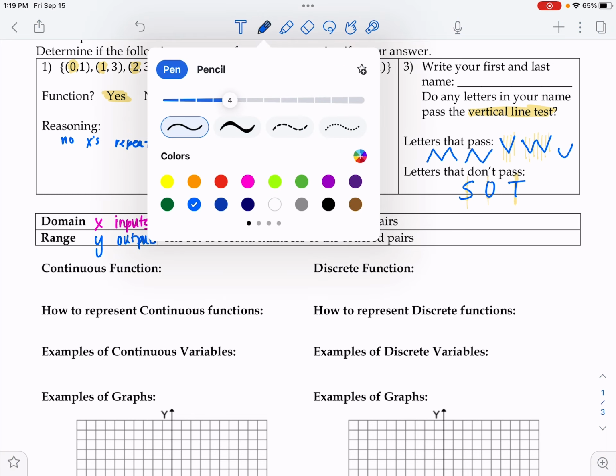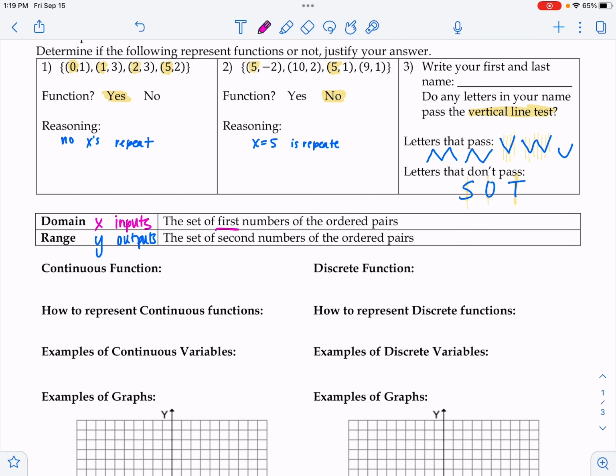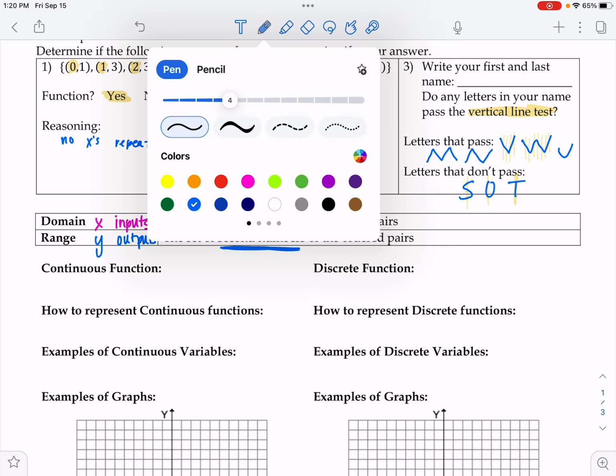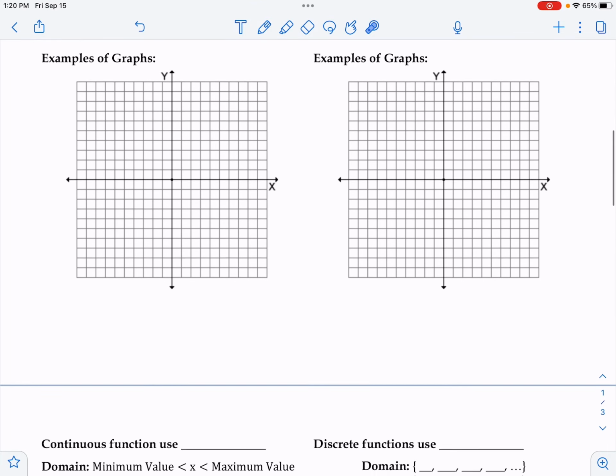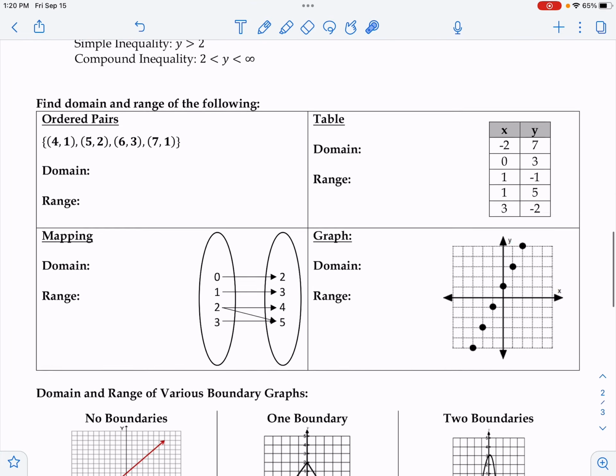Okay, and so if you have ordered pairs, your domain is always going to be the first numbers in the ordered pairs, and your range is going to be the second number. It's alphabetical order. D comes before R, X comes before Y, I before O, first coordinate before the second coordinate. So when in doubt, alphabetical order. And I'm going to skip to some examples.